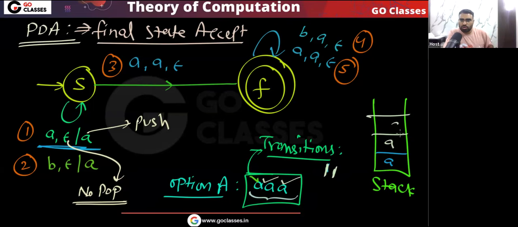Okay, yes or no? So you can see that for 3 A's I can take transition 1 1 1. Now after that you can see the string has ended. The string is over. At the end, am I in the final state? Can I say I am in the final state? No, I am not in the final state.